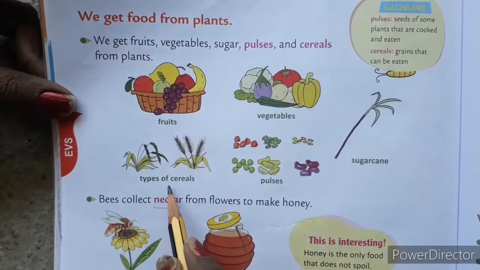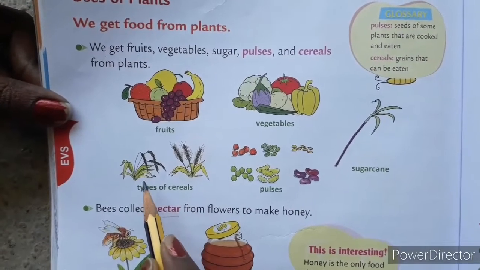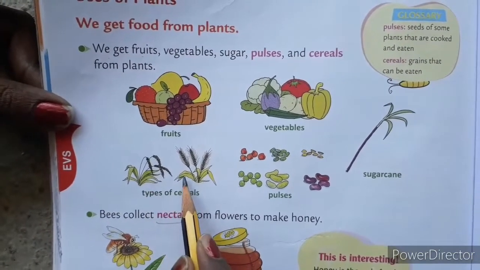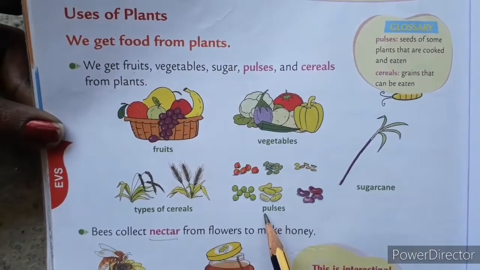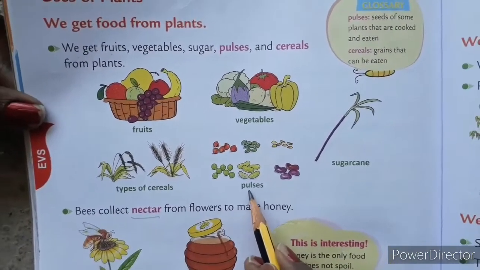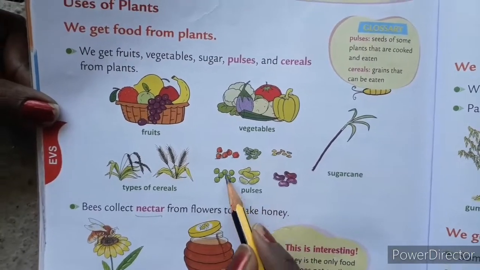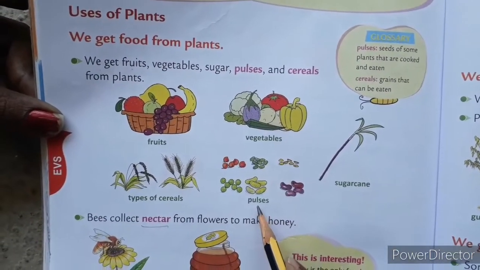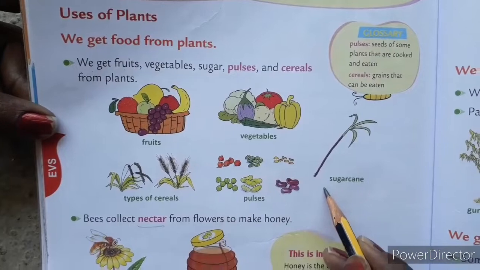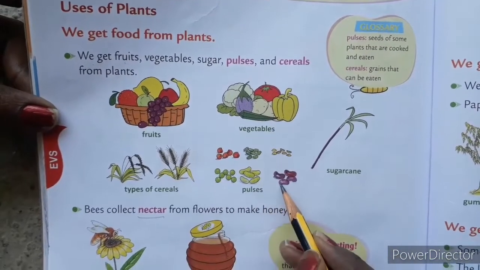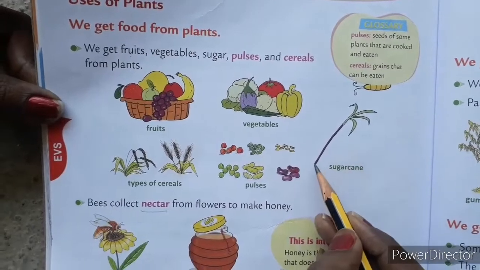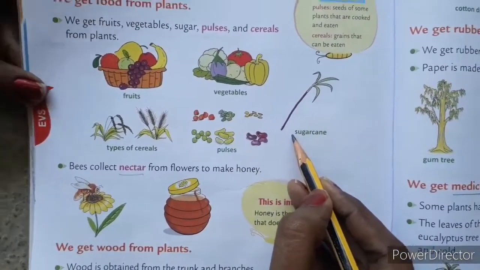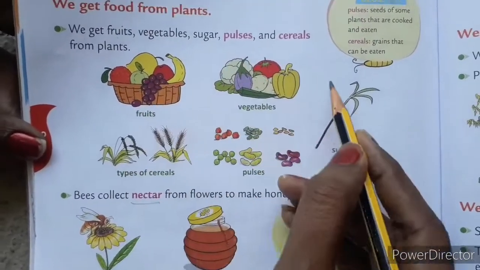See children, here are also types of cereals. Wheat and paddy are important cereals. Here are pulses. Observe this. These all are pulses. Food grains. This is sugar cane. We get sugar from sugar cane. These all we get from plants.